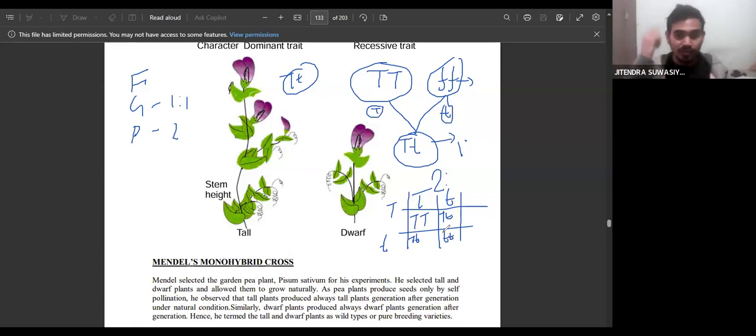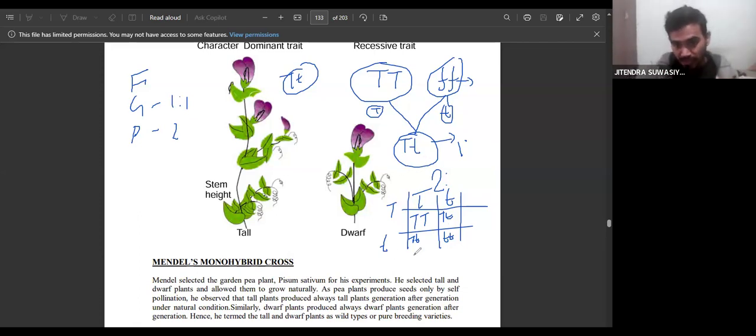So from the first parent generation, first he took the tall plants, then the dwarf plants. Then he found the F1 generation, capital T small t. In the F1 generation, all plants were tall, and the genotypic ratio was 1:1, only one genotype, the same genotype. After that, he again did the crossing between the F1 generations, and he found four plants.